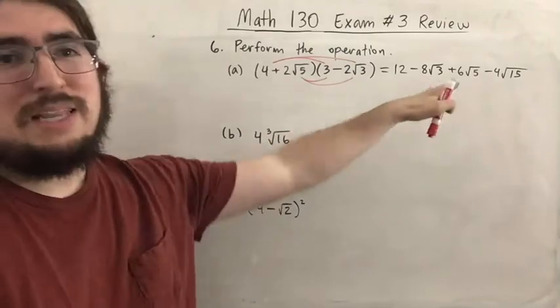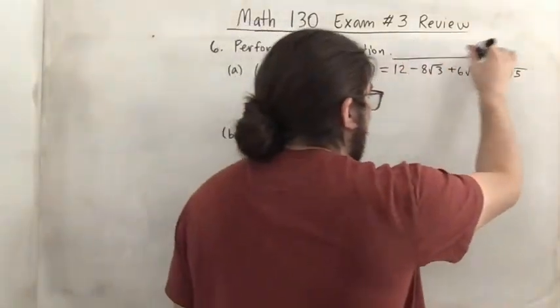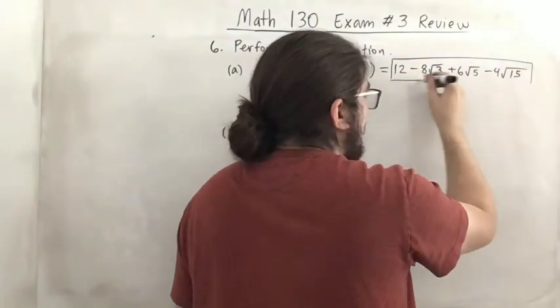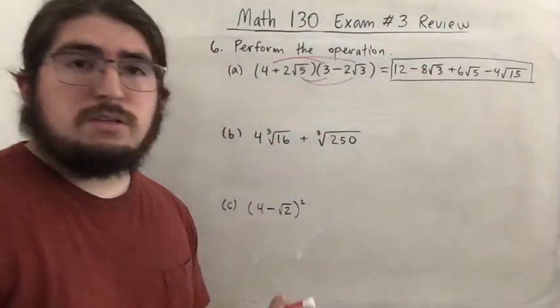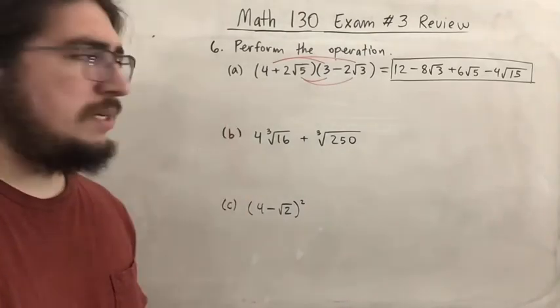In fact, none of these can be simplified or combined. There are no like radicals in sight. This, believe it or not, is our answer. So not as nice as what we're used to with polynomials, because there we get at least some combining of terms. But here, not so much.